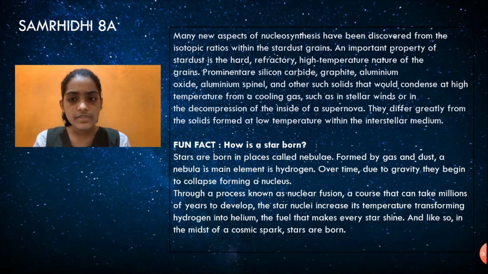Fun fact, how is a star born? Stars are born in places called nebulae. Formed by gas and dust, a nebula's main element is hydrogen. Over time, due to gravity, they begin to collapse, forming a nucleus. Through a process known as nuclear fusion, a course that can take millions of years to develop, the star nucleus increases its temperature, transforming hydrogen into helium, the fuel that makes every star shine. And like so, in the midst of a cosmic spark, stars are born.